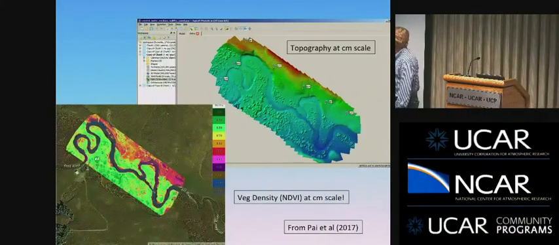All right, so this is close to your guys' home. This is the East River in Crested Butte, Colorado. And this is the topography of a piece of the East River. And you can see this river running through here. You can see bushes, okay? So this technique works nicely when there's no vegetation.